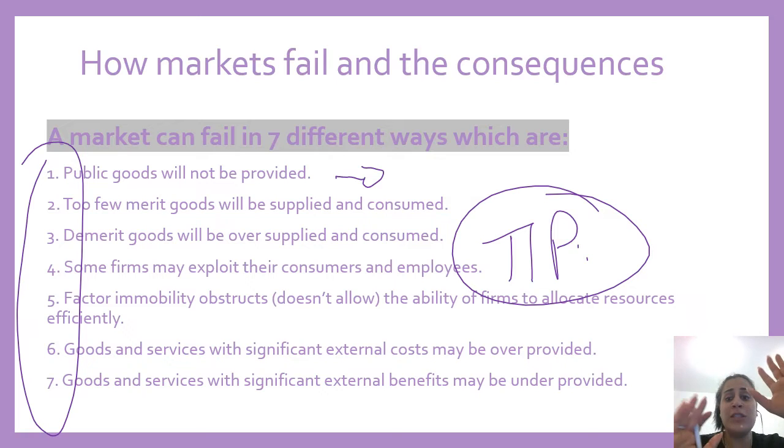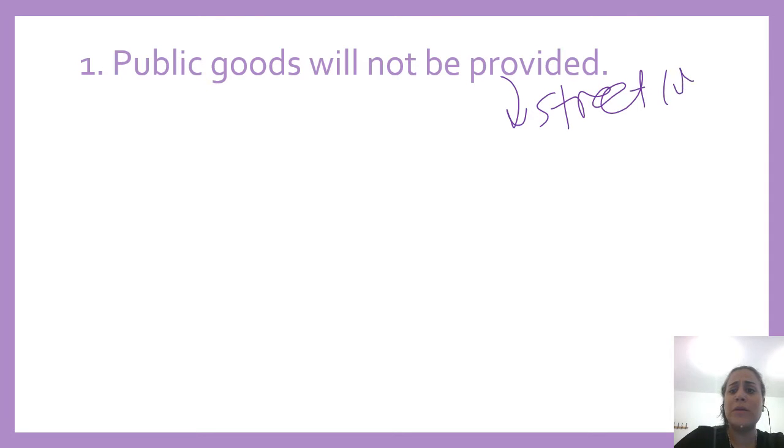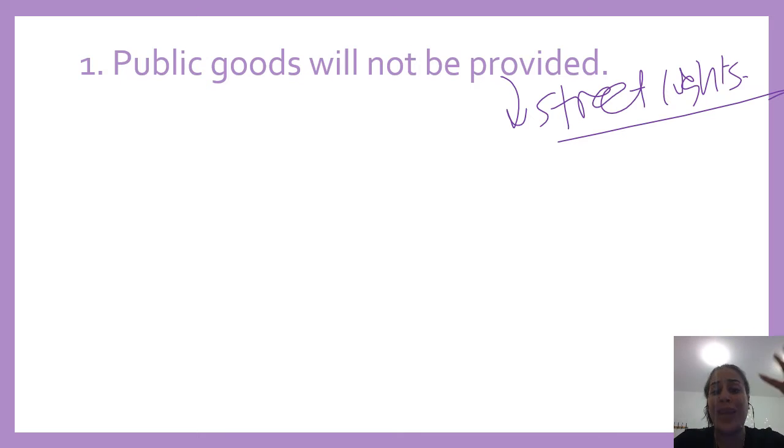Okay, so let's start off right now with the first way a market can fail. Public goods will not be provided. Remember, there is no government intervention in a free market. So no private firm would want to provide for us, for example, street lights, because it is not profit oriented.